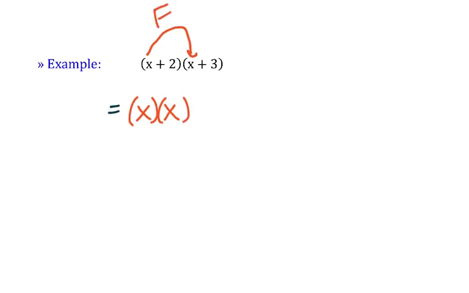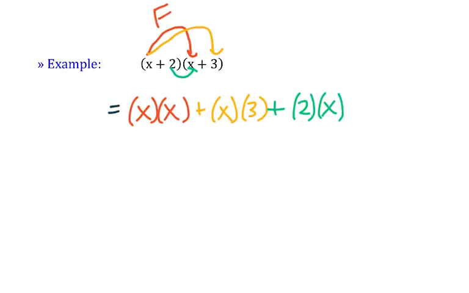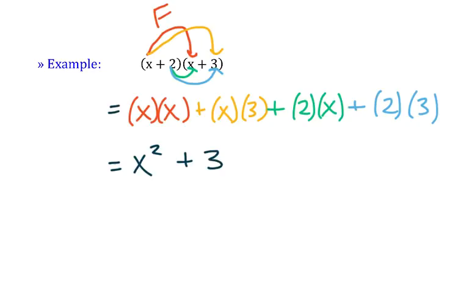Then we'll do our outer terms of x and 3, x times 3. Then we'll do our inner terms of 2 times x. And we'll end with our last terms of 2 times 3. So I'm writing out more steps than you likely will use as you get comfortable, but let's clean up what we have here. So x times x gives x squared. X times 3 gives just 3x. 2 times x is 2x, and we had 2 times 3 giving 6.